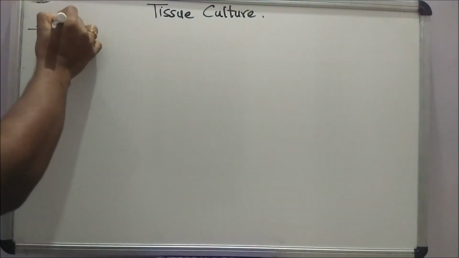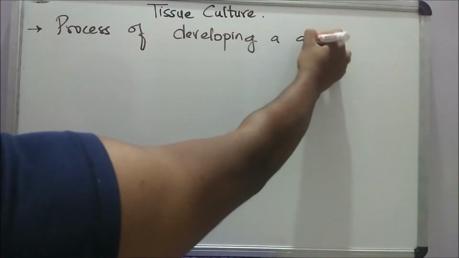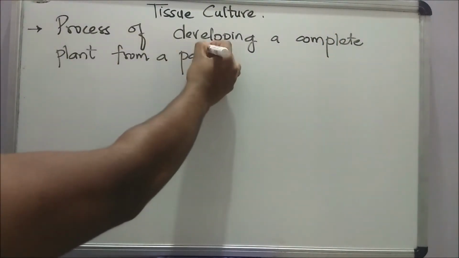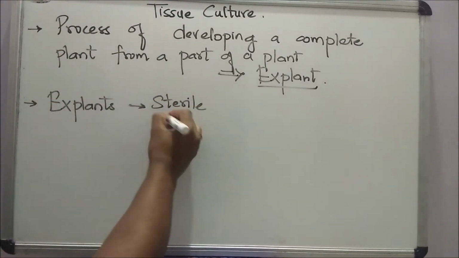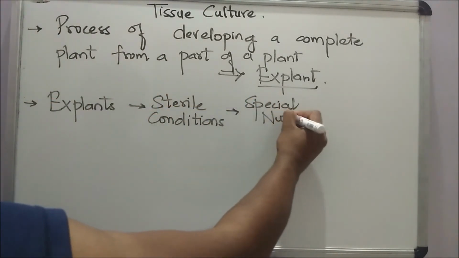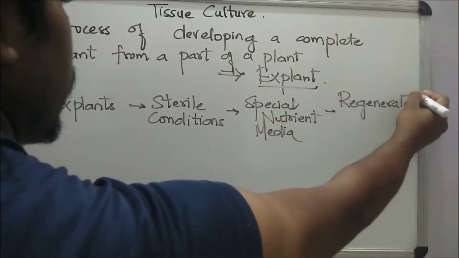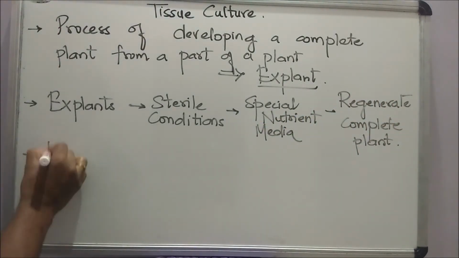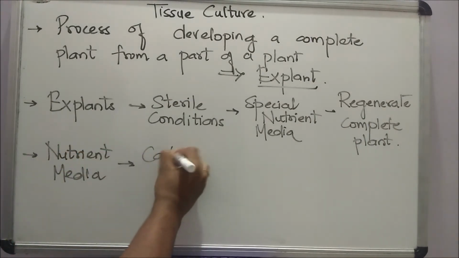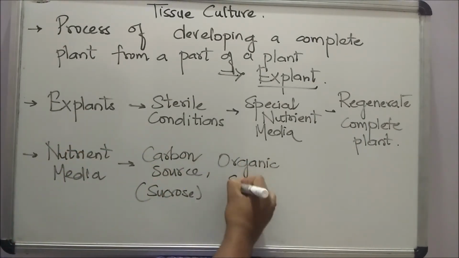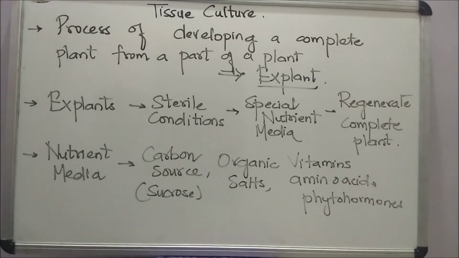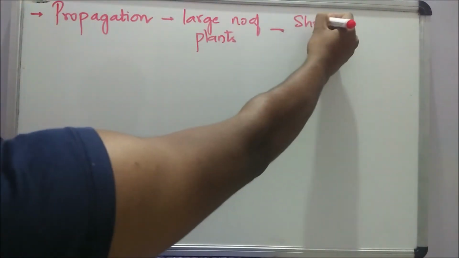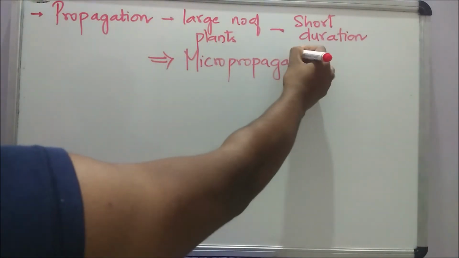Now, let's learn about tissue culture. Tissue culture is the process of developing a complete plant from a part of a plant, which is called an explant. Explants can be grown in sterile conditions in special nutrient media to regenerate the complete plant. Nutrient media could contain a carbon source, which could be sucrose, organic salts, vitamins, amino acids, and phytohormones. Hence, propagation is achieved for a large number of plants in a short duration. This process is called micropropagation.